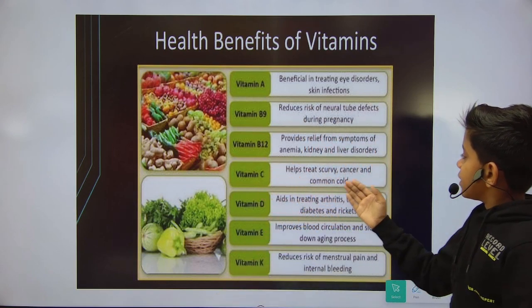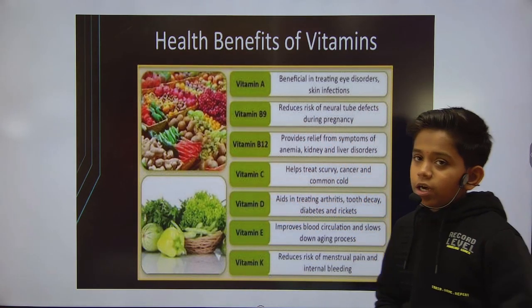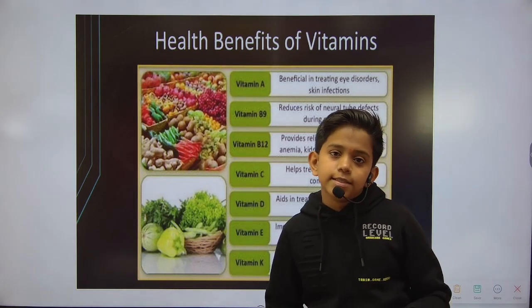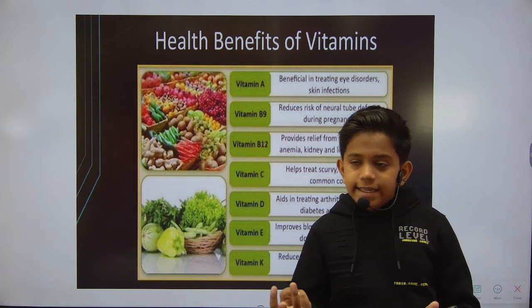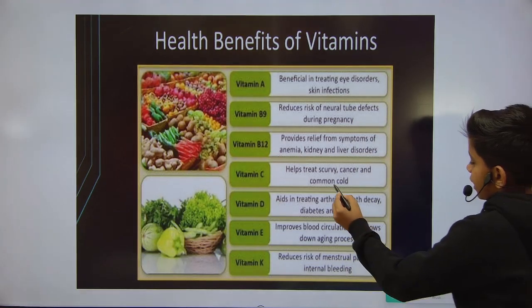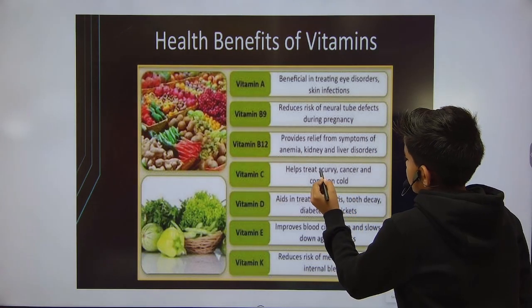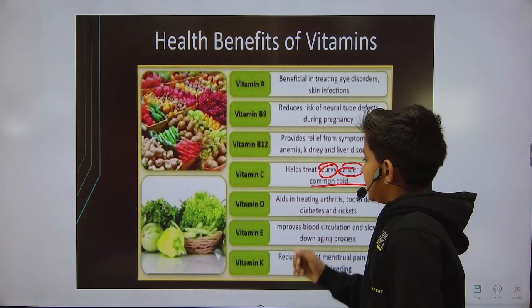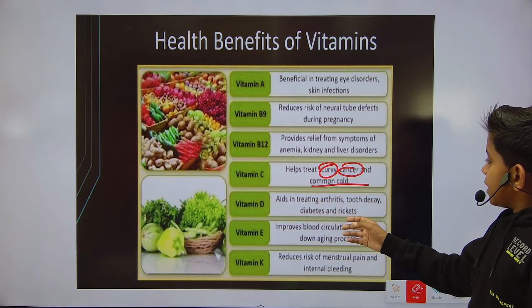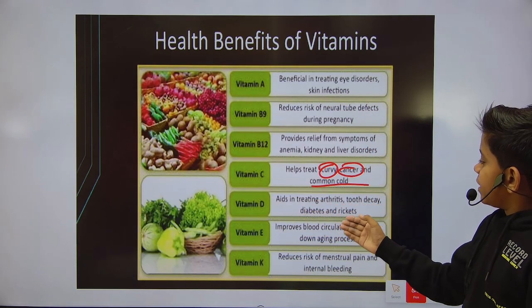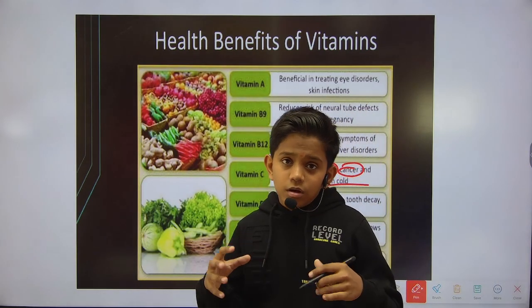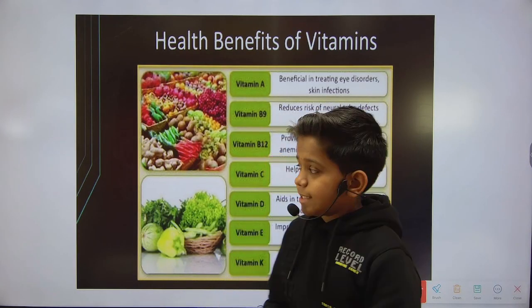Vitamin C helps treat scurvy, cancer and common cold. Now, vitamin C is present in the citrus fruits such as lemon, orange and so on, which helps to treat various diseases such as scurvy, cancer and common cold. Vitamin D aids in treating arthritis, tooth decay, diabetes and rickets. So, vitamin D also helps in treating different diseases.